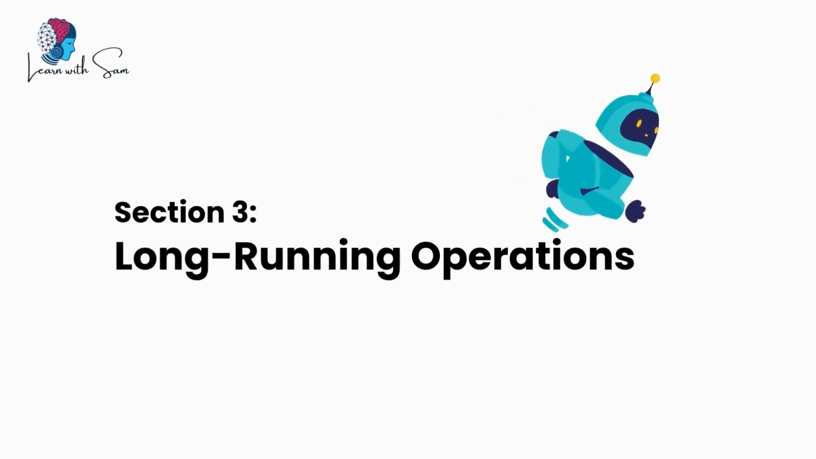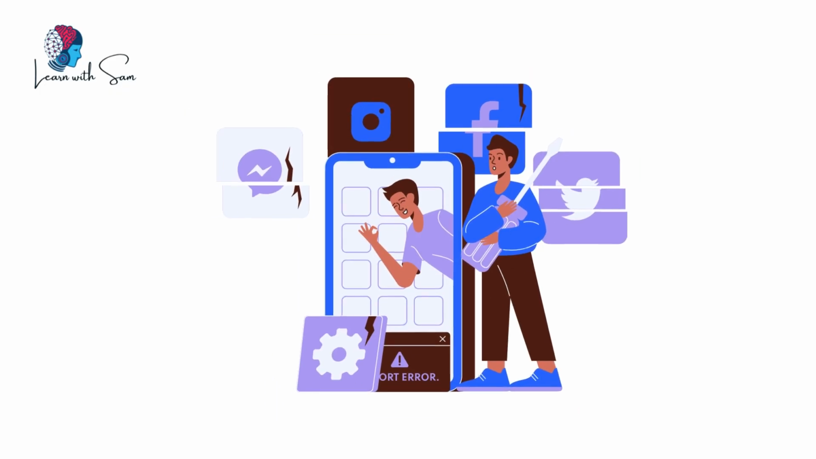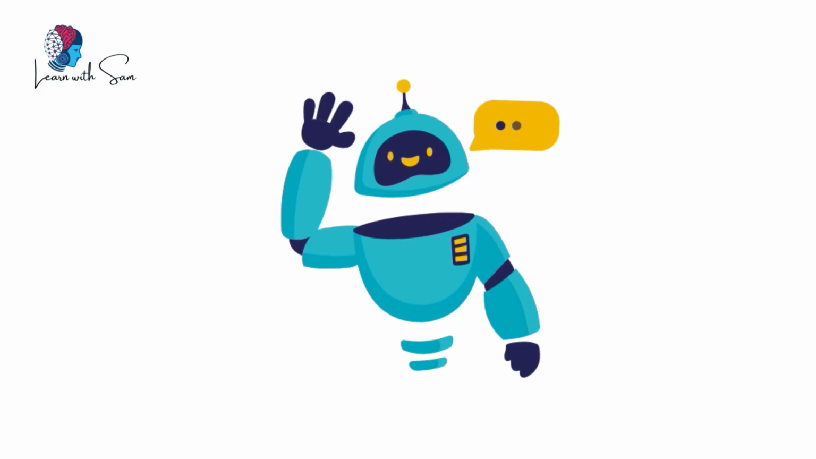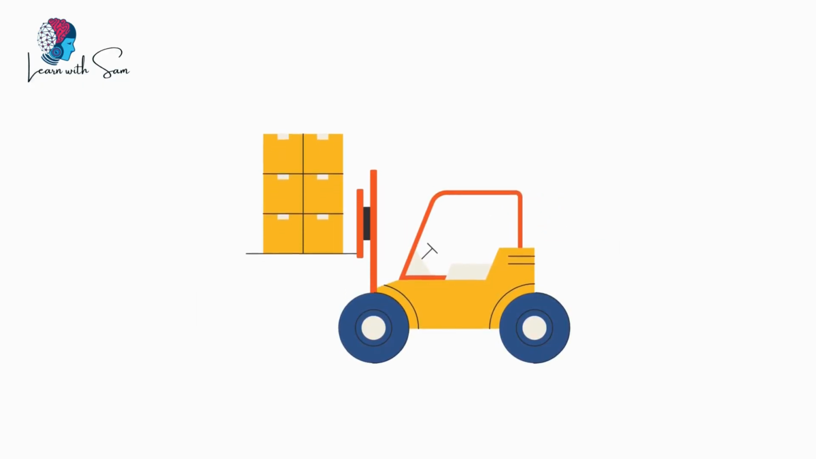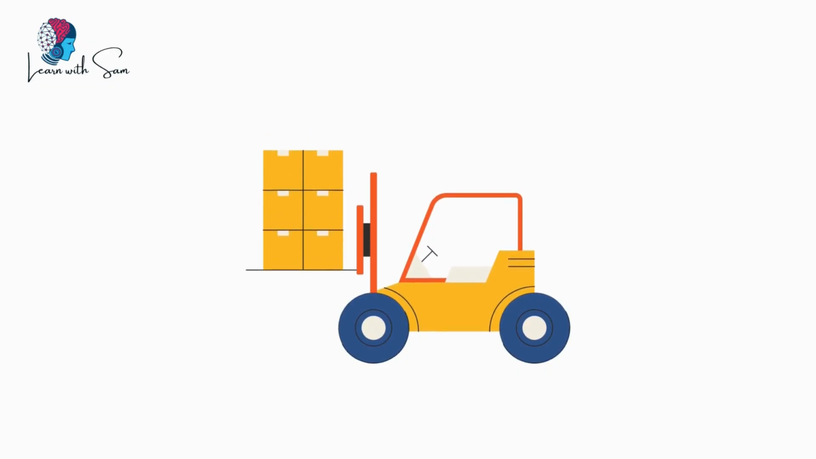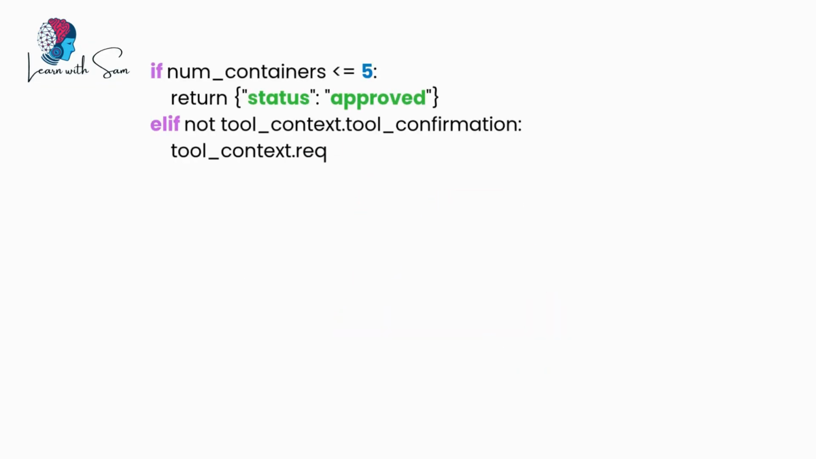Okay, next, let's talk about long-running operations, also known as human-in-the-loop workflows. Imagine a shipping assistant agent. If a user asks it to ship 3 containers, it can approve automatically. But if they ask to ship 10 containers, that's a big order. It should pause and ask for human confirmation first. Here is a simplified version of that logic.